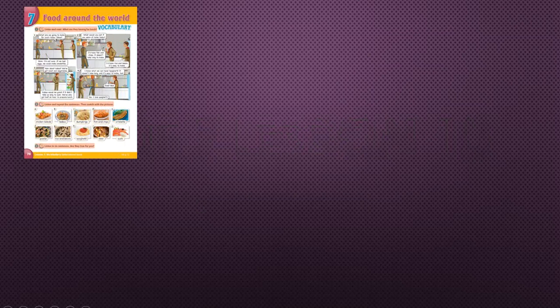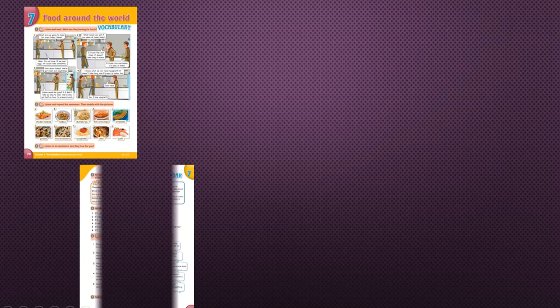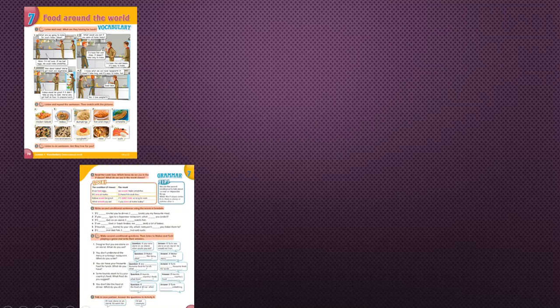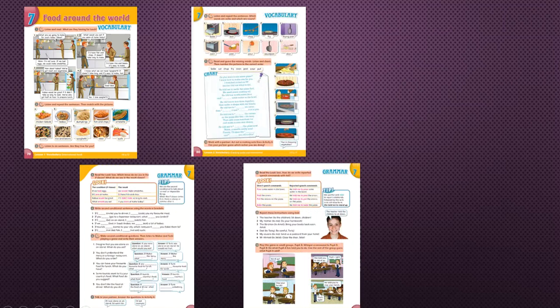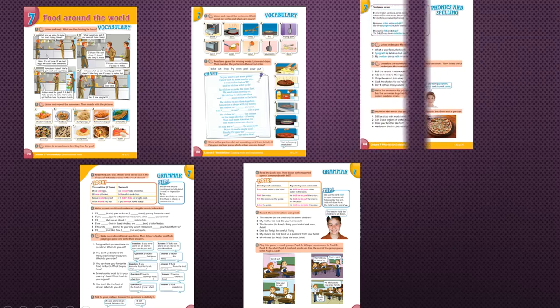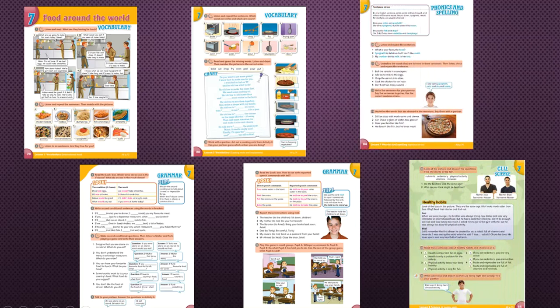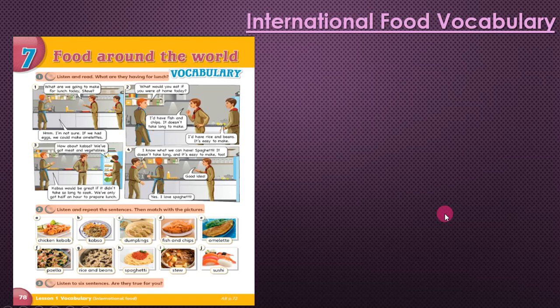We'll start by revising together the lessons that we took. We'll start with the most important lessons in Unit 7, which is number 1, Lesson 1, the vocabulary lesson, 2, the grammar lesson, and then we took the second vocabulary lesson and the grammar 2 and phonics and spelling. Finally, the CLIL lesson, science lesson, which was entitled Healthy Habits. Start with the first lesson, which was titled Food Around the World.